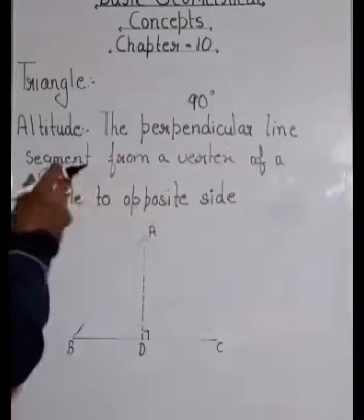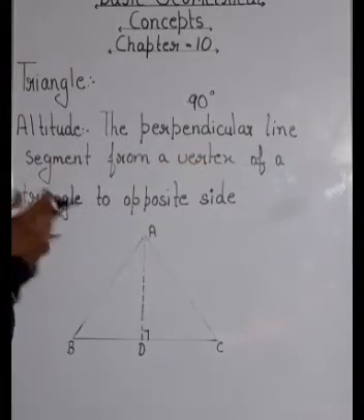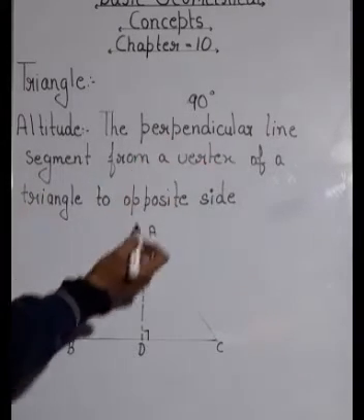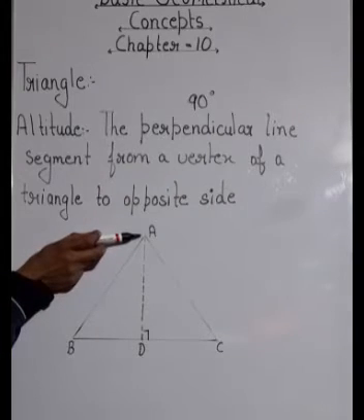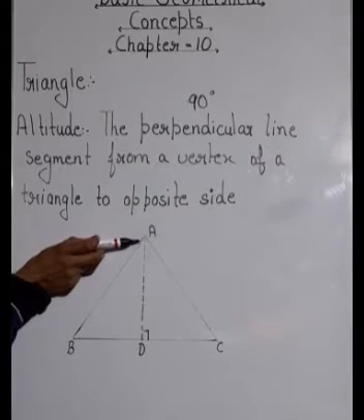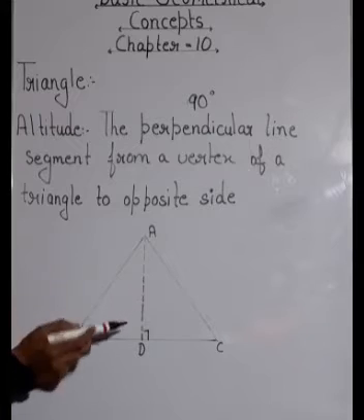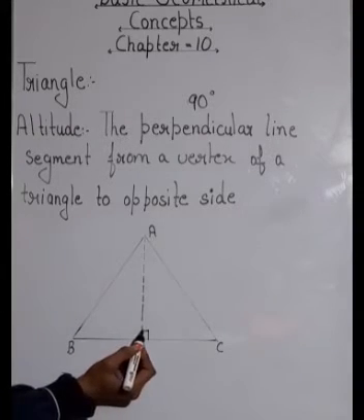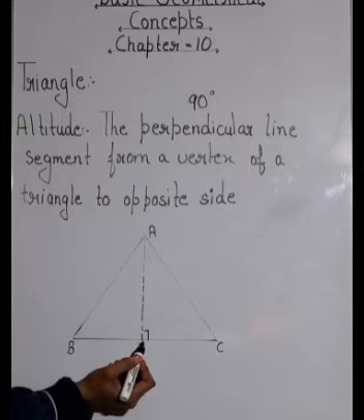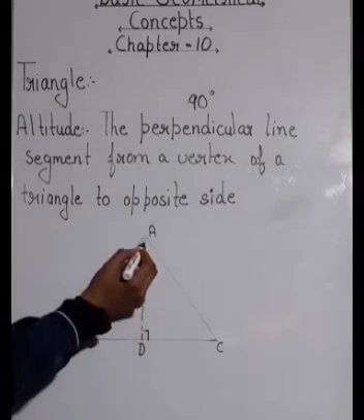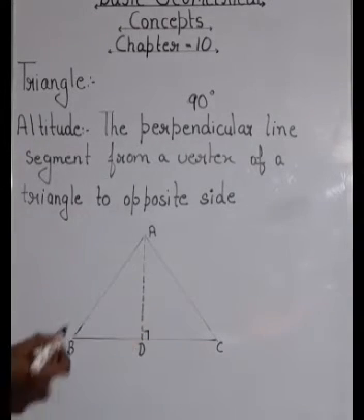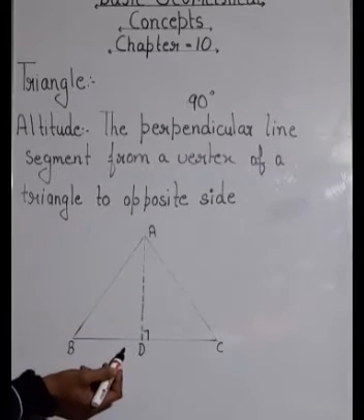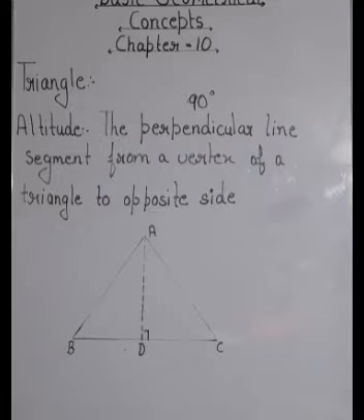Line segment from a vertex of a triangle. So I told you a triangle has 3 vertices. So I have drawn from one vertex. You can see from one vertex I have drawn a perpendicular line to the opposite side BC. Why is it perpendicular? Because here it is forming an angle of 90 degrees. So this is called your altitude, a perpendicular line drawn from one vertex to the opposite side of a triangle.